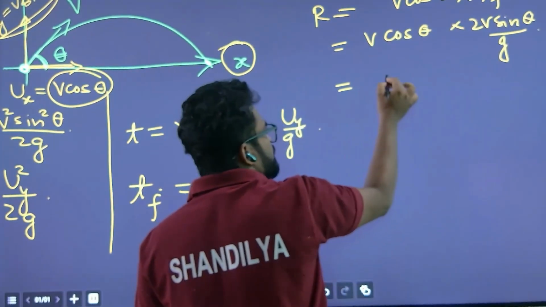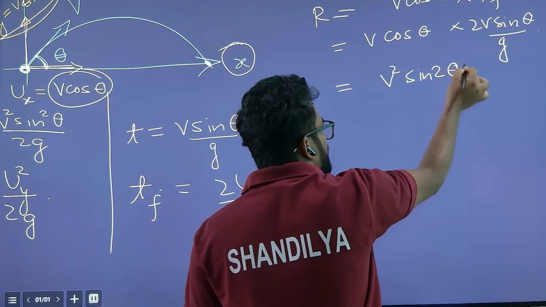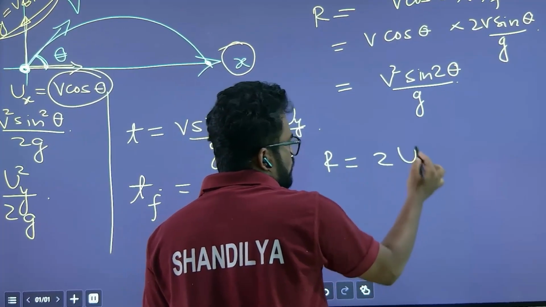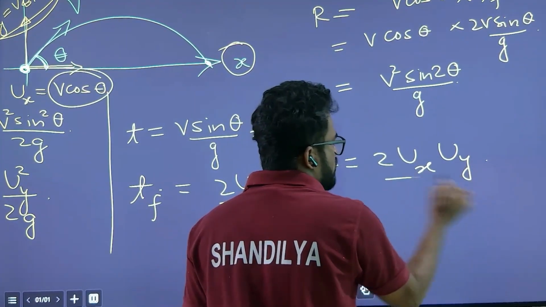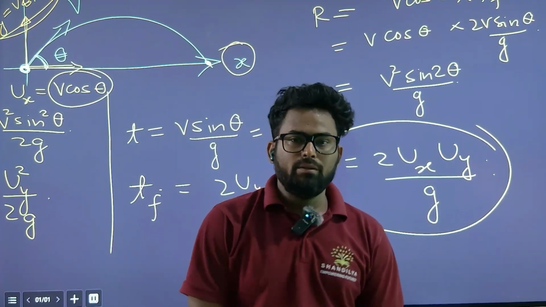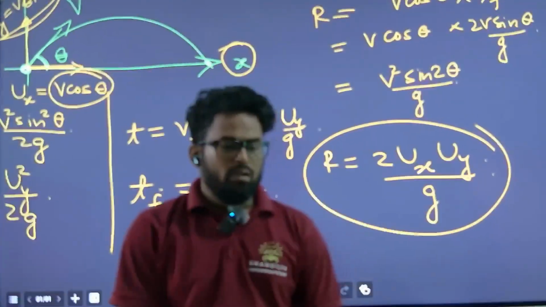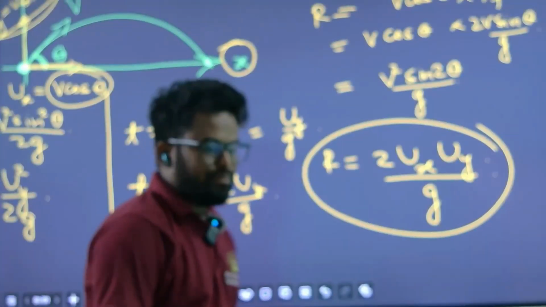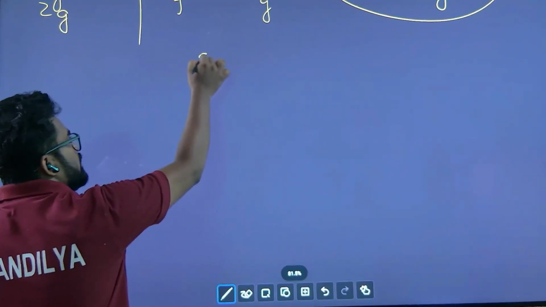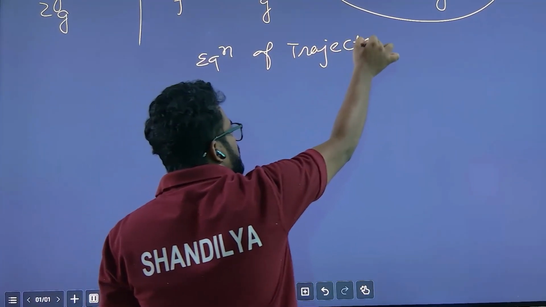So it would become v square sine 2 theta by g. Or we can remember that range is 2 times horizontal velocity times vertical velocity by g. Okay, so just remember these formulas. And one more formula we will derive here, that is called equation of trajectory.